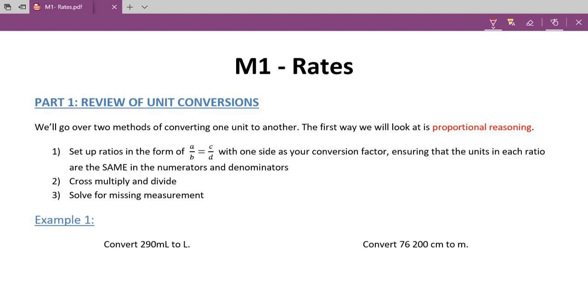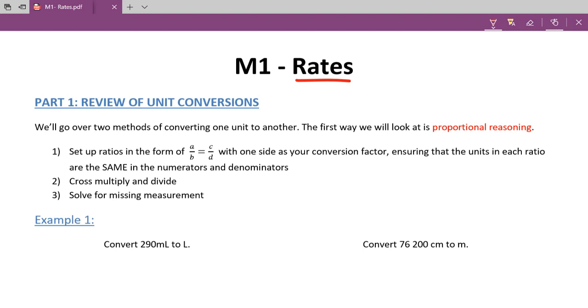Hello and welcome to this lesson where we're going to look at M1, the first measurement unit in Math 20-2. M1 is going to talk about the idea of rates. To start us off, we're going to do a quick review of some of the stuff we've done in the past, and we're going to talk about unit conversions. Because rates involve a lot of different units, we'll see the definition as we get to part 2.